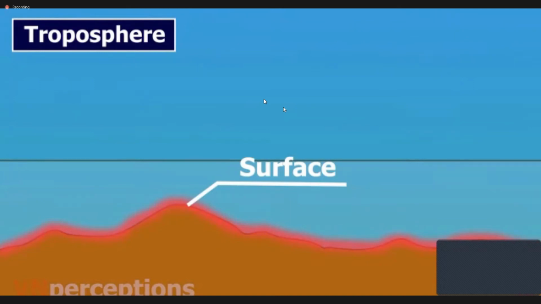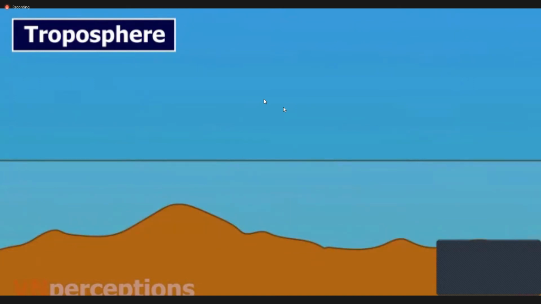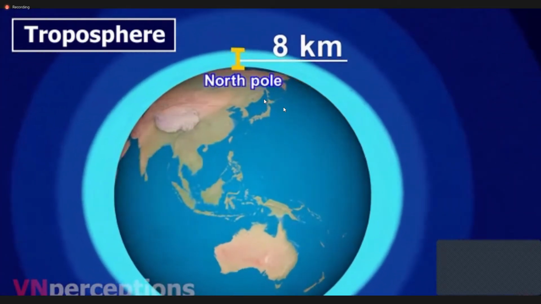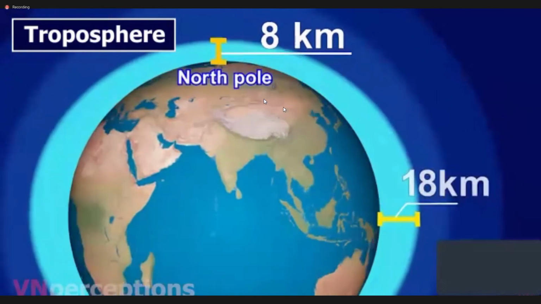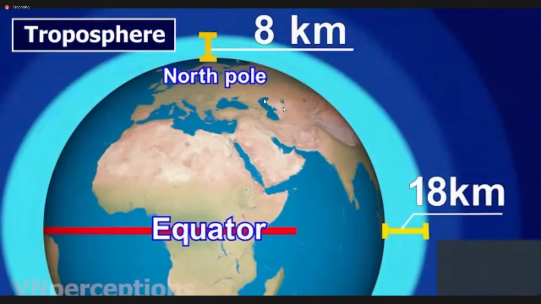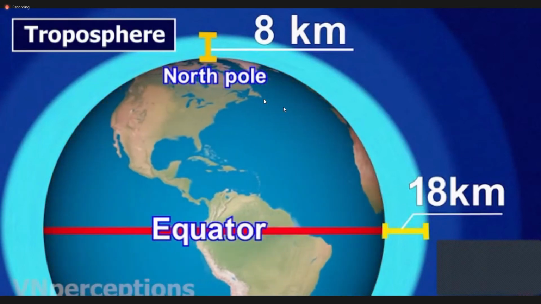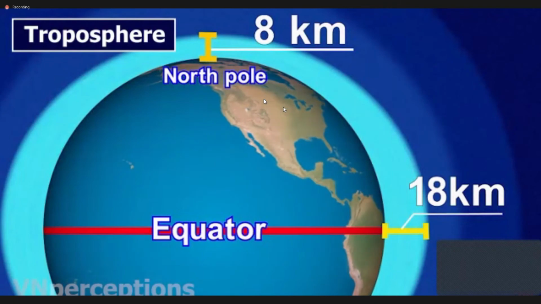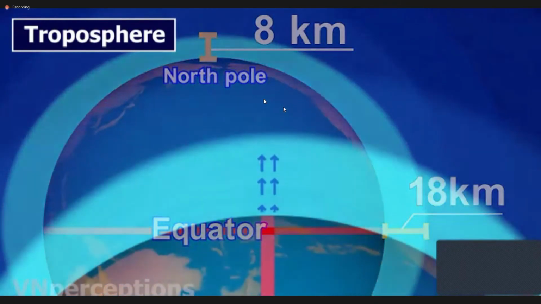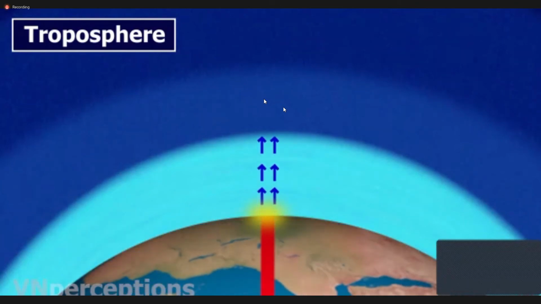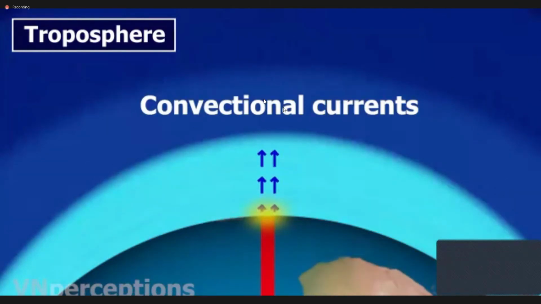The height of the top of the troposphere varies with latitude. Its average height is 13 kilometers and extends roughly to a height of 8 kilometers near the poles and about 18 kilometers at the equator. So, what do we understand? It is lowest over the poles and highest at the equator. The thickness of the troposphere is greatest at the equator because heat is transported to great heights by strong convectional currents, that is, vertical currents here.